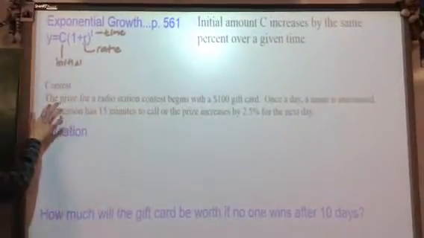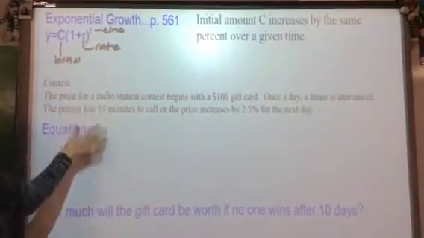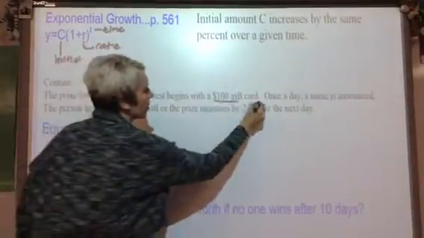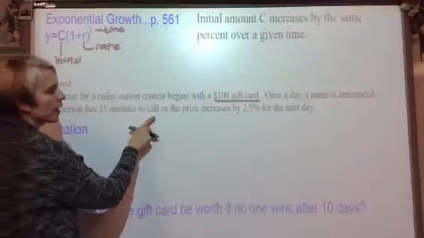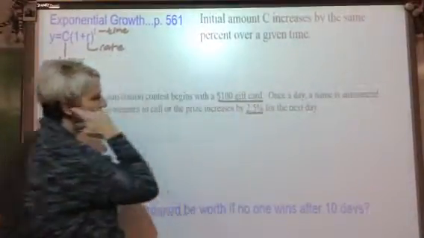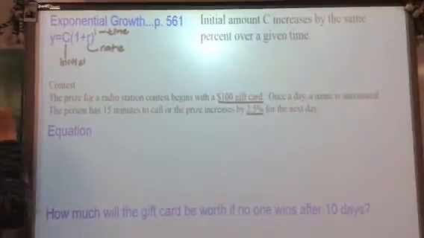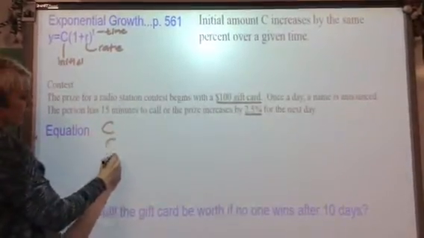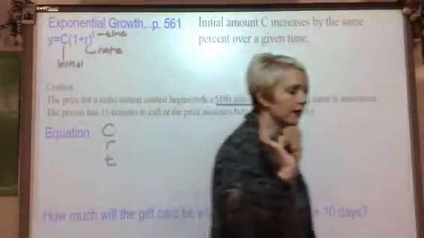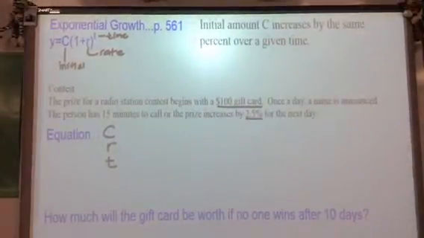So the real world situation is the prize for a radio station contest begins with a $100 gift card. Once a day a name is announced, the person has 15 minutes to call, or the prize increases by 2.5% for the next day. So what we need to identify are our C, our R, and our T. If we can identify those, then it's just a plug and chug situation.